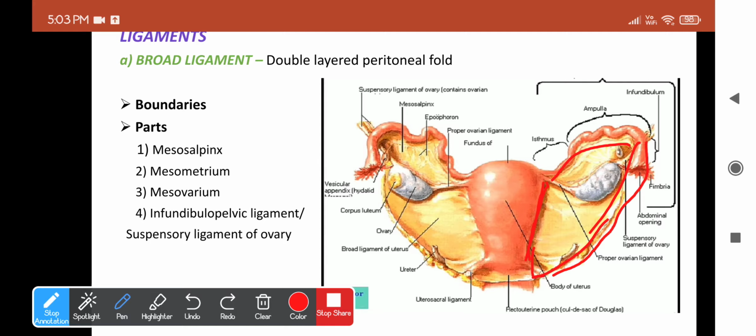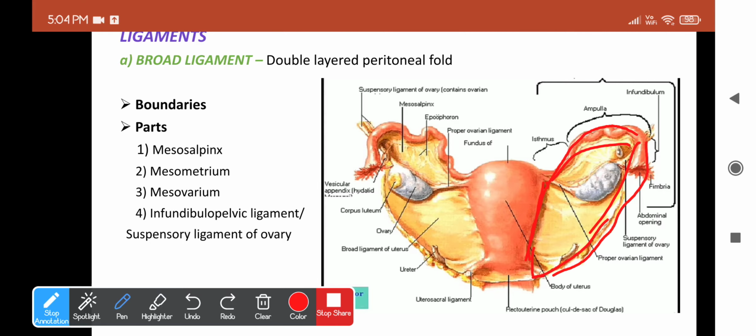And superiorly, I said it's a double layered fold, right? So these two layers will be continuing along the superior border, and they'll go and attach entirely to the fallopian tube. So this basically has a superior and inferior border, medial and lateral border, of which the medial border attaches to the lateral wall of the uterus, and lateral border attaches to the parts of the pelvic bone, as well as the inferior border will attach to the pelvic bone, and superiorly the two layers, the two folds will continue and attach to the fallopian tube.